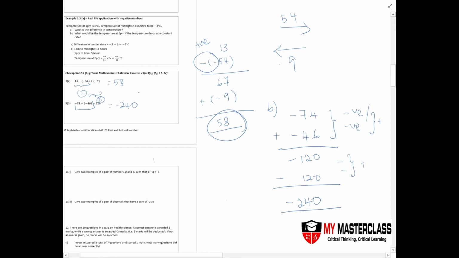Okay, now in a situation where you're a bit confused, always check this using your calculator. And always remember, in your calculator, remember your brackets. Don't be lazy and not draw your brackets. Or rather, you can just write it in this manner: negative 74 plus negative 46 minus 120. Yes, you still get 240.